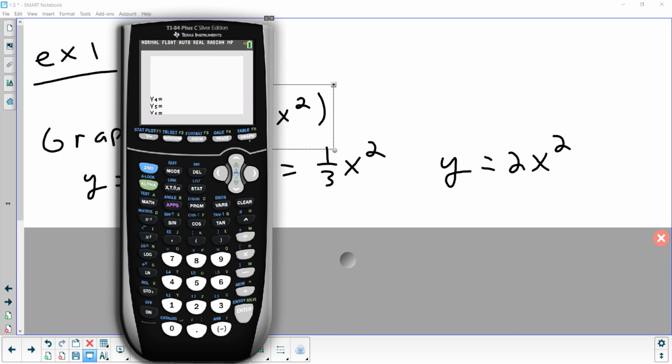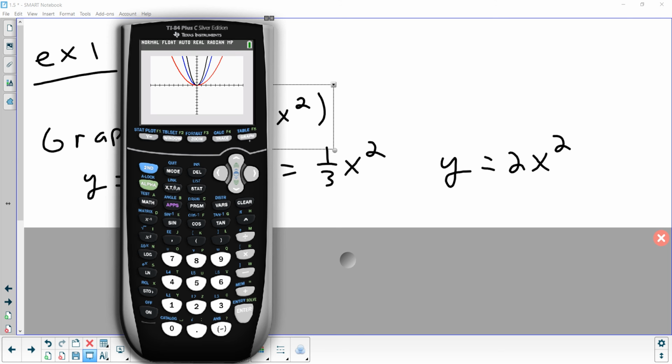Let's compare the red and the black graph to the blue. So blue is the original. Let's see. There's one of them. That's the 1/3 x squared. And the one in black is going to be the 2x squared.